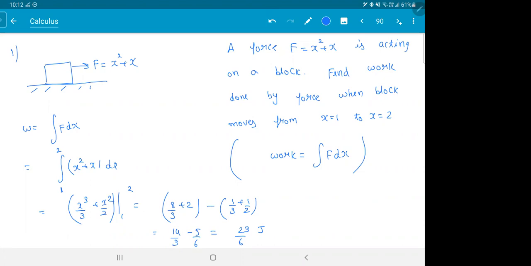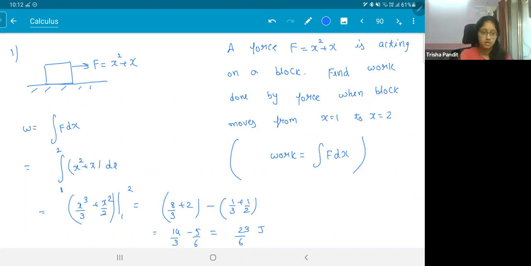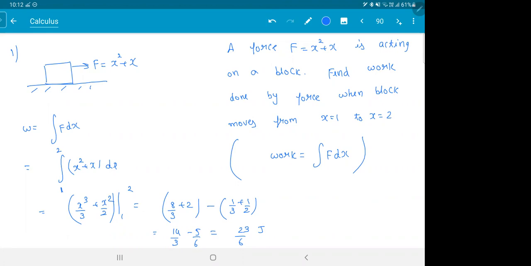You can do separately and you'll get the same answer. That's separately also. You'll still get the same thing. What I did, I kept 2 in both of them, I kept 1 in both of them, then I subtracted. It still works. End of the day, you're doing the same thing.